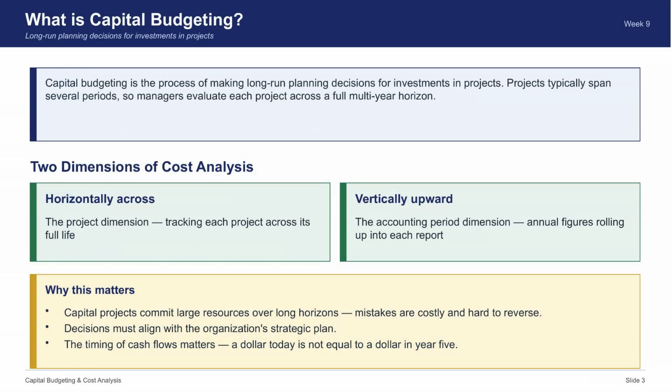Capital budgeting involves long-run planning for significant investments. Projects span multiple periods, so we analyze costs both horizontally, tracking each project over its full life, and vertically, rolling annual figures into each accounting period. These large, long-lived commitments require strategic alignment, because the timing of cash flows is critical. $1 today isn't equal to $1 5 years from now.